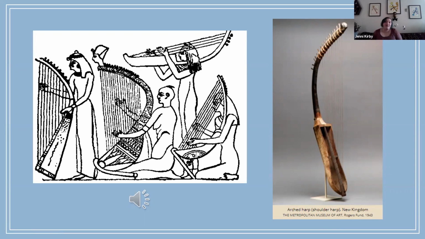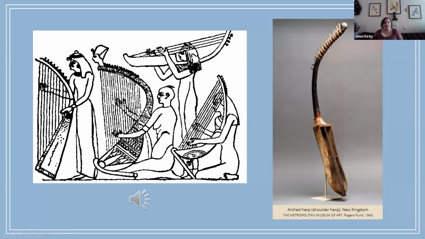And this harp is actually from a much later period than the bow harp that I just showed. This is from the New Kingdom era. But we've got some other harps that were used. We've got another much larger, look at all the strings, seated harp being played. And then we've got this longer, bigger harp that kind of looks like what we think of as a harp today that was usually played standing.